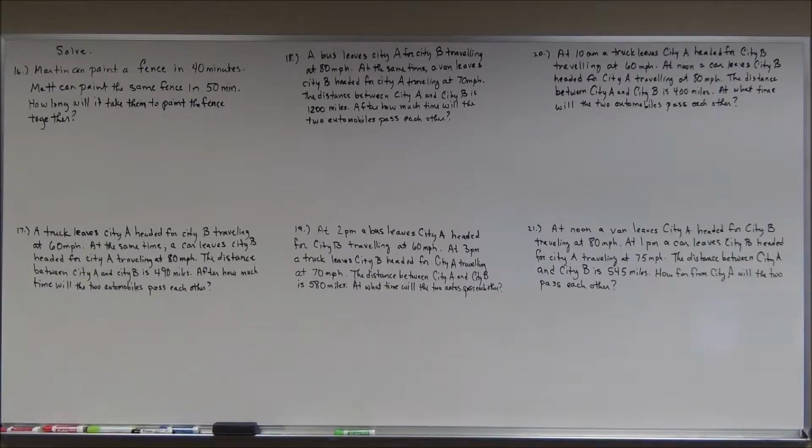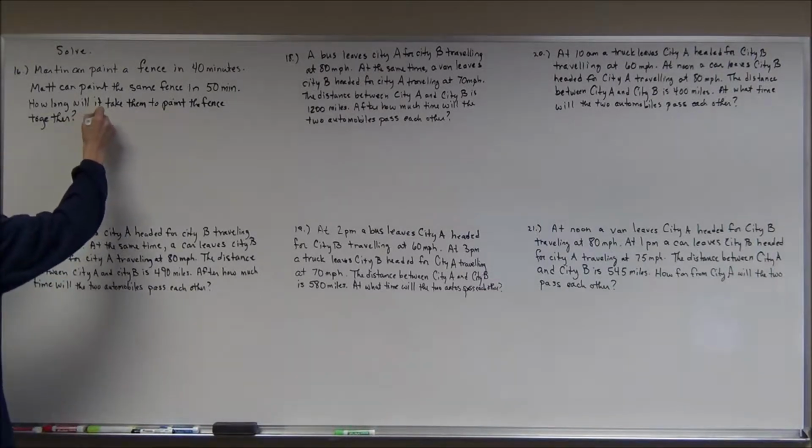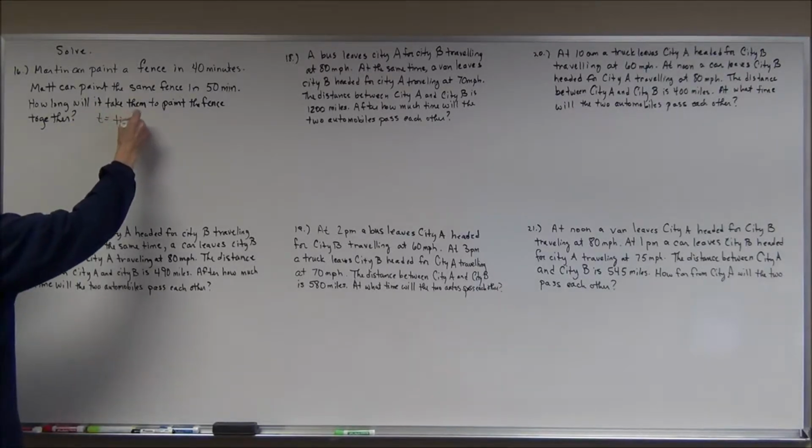Okay, one more of these problems that involve work. Martin can paint a fence in 40 minutes. Matt can paint the same fence in 50 minutes, just like the last couple. How long will it take them to paint the fence working together? So I'm going to let T be the time working together.